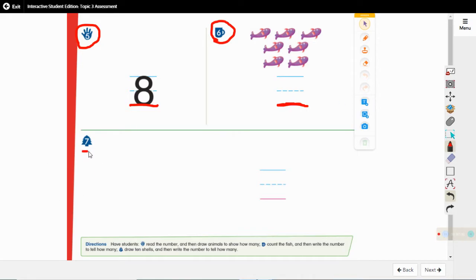Okay, number 7. For 7, you need to draw 10 shells. And if you want to, you can just use dots. Draw 10 shells and then write the number to tell me how many you drew. And go ahead and pause the video while you get that finished.